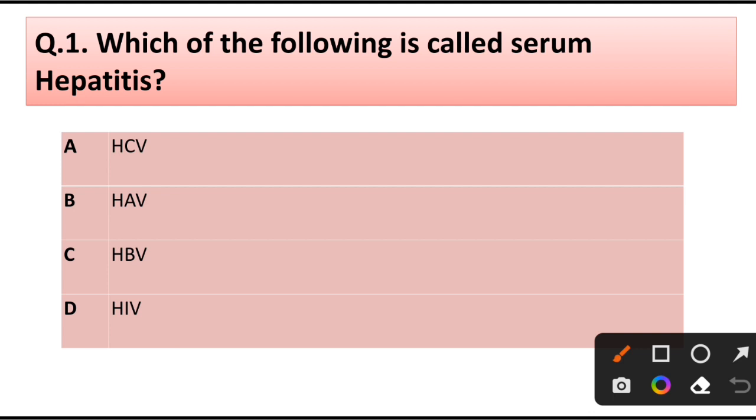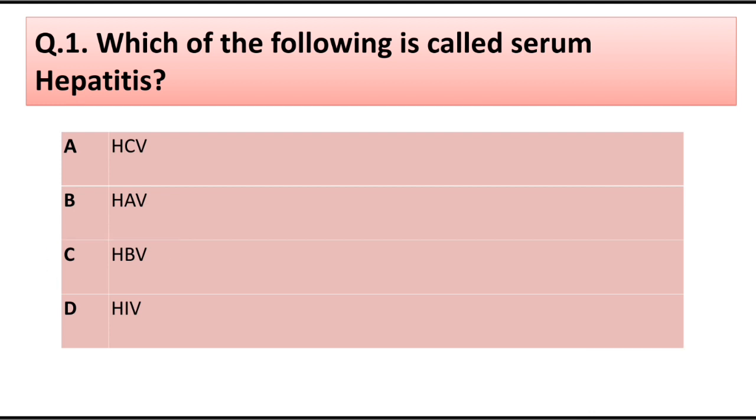Question number 1. Which of the following is called serum hepatitis? HCV, HAV, HBV, HIV. Correct answer is option B. HBV is called serum hepatitis.